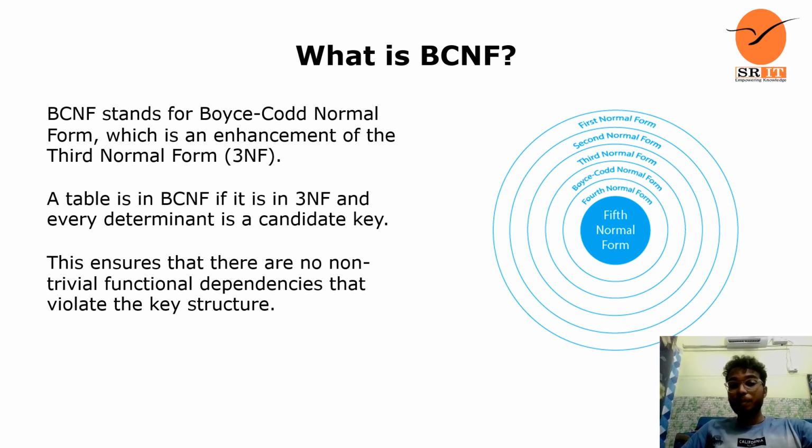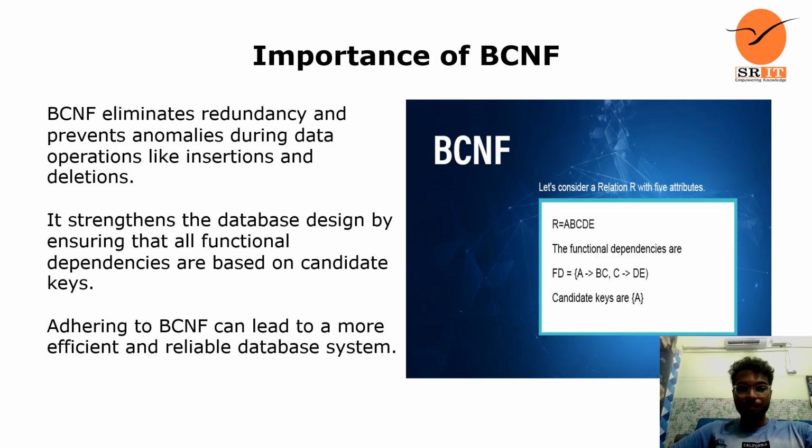What is a super key? A super key is a set of columns that are unique and not null. And what is a candidate key? A minimum super key is called a candidate key. Like in BCNF, it should be in 3NF, and also the determinant should be a candidate key. This ensures that there are no functional dependencies that violate the key structure.